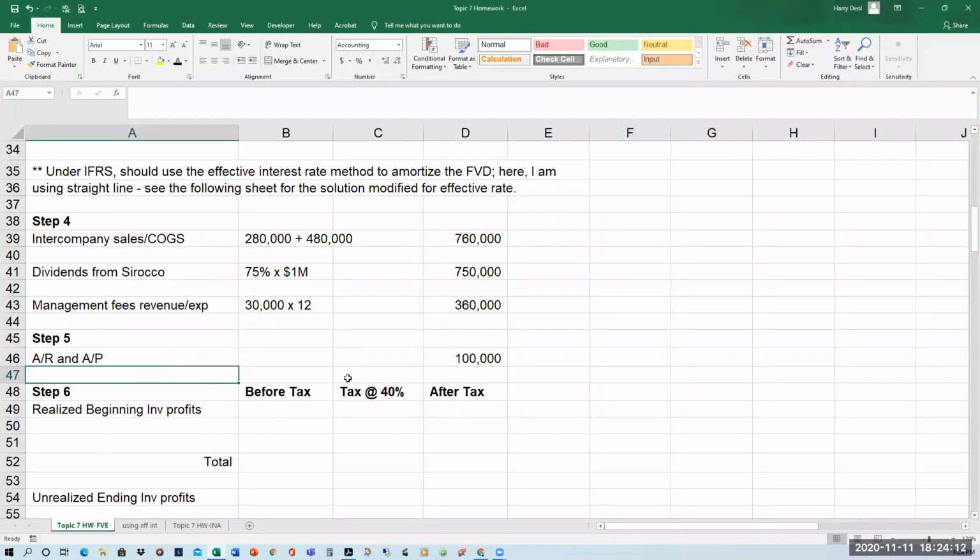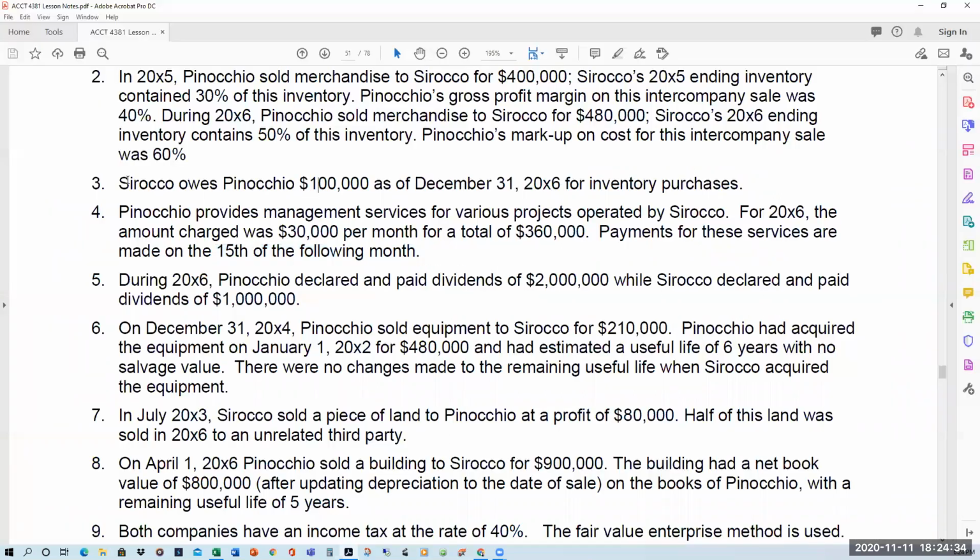So the ARAP number should be $100,000 for the inventory, $30,000 for the management fee. So this number should have been $130,000. Okay, so $100,000 for the inventory purchases, and that's per point number 3. Sirocco owes Pinocchio $100,000 for inventory purchases. And then, of course, the management fee of $30,000 for the month of December is not paid yet because it'll be paid by the 15th of January next year. So total ARAP for elimination is $130,000.